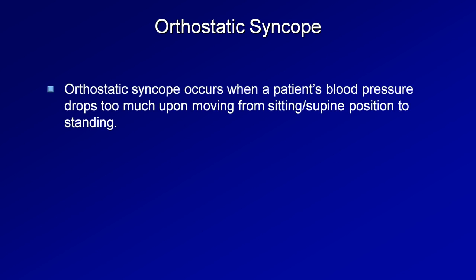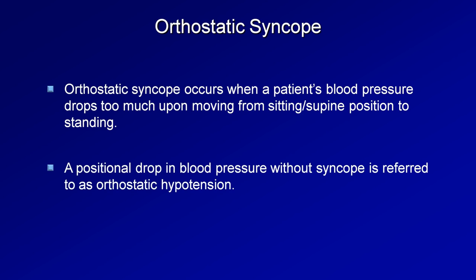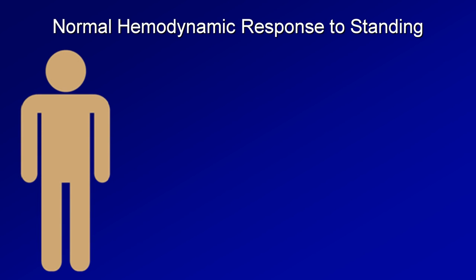The final large category of syncope is orthostatic syncope. This occurs when the patient's blood pressure drops too much upon moving from the sitting or supine positions to standing. A positional drop in blood pressure without syncope is referred to as just orthostatic hypotension. To understand the causes of orthostatic syncope, I'll need to review the normal hemodynamic response to standing.